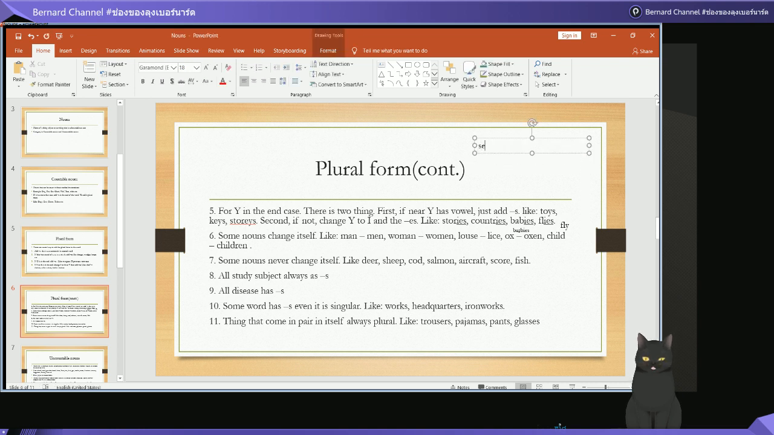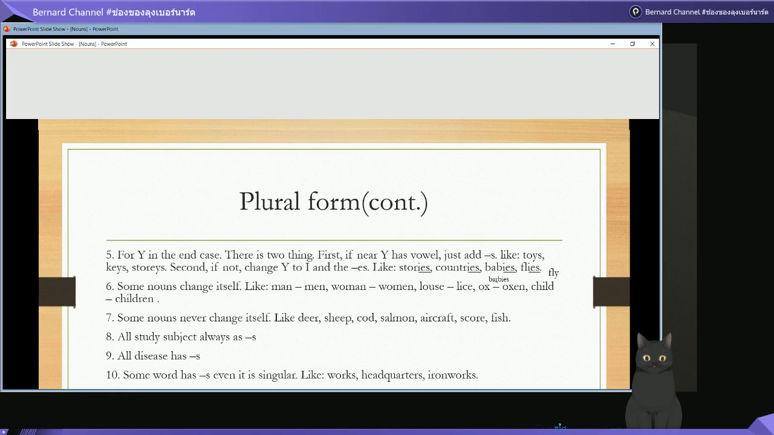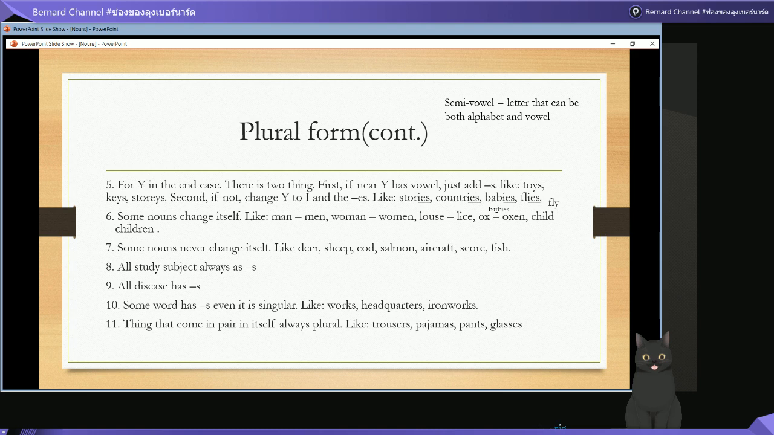Okay, semi-vowel. Here it is, the letter that can be both alphabet and vowel at the same time. Yes, this is the one. So a letter like Y is this thing, the semi-vowel.